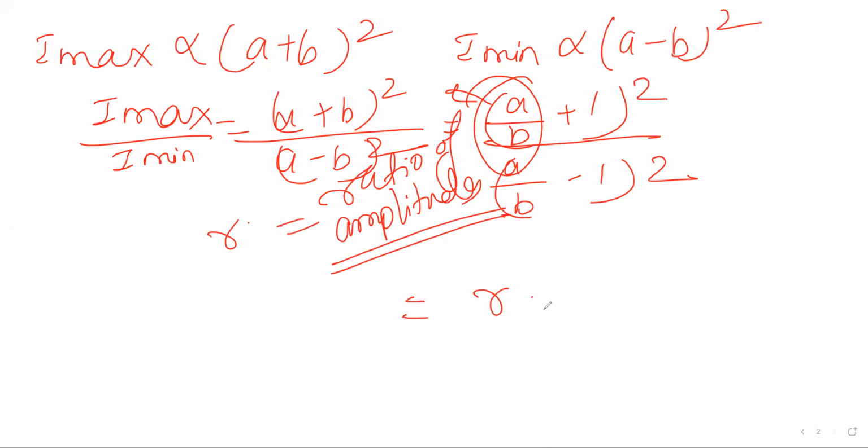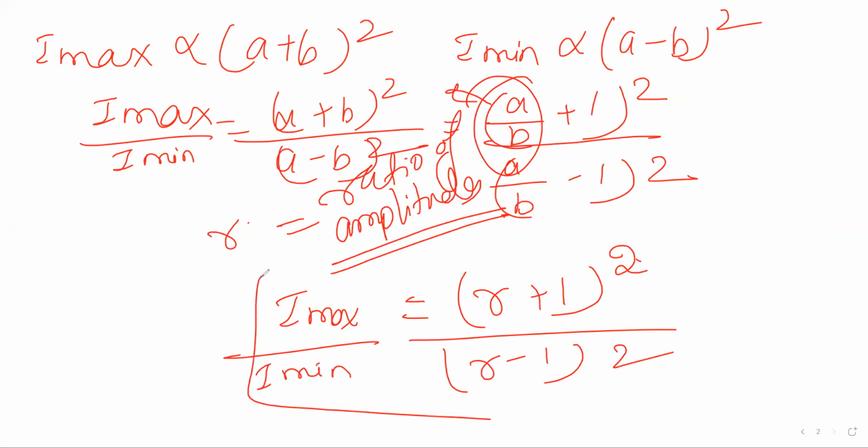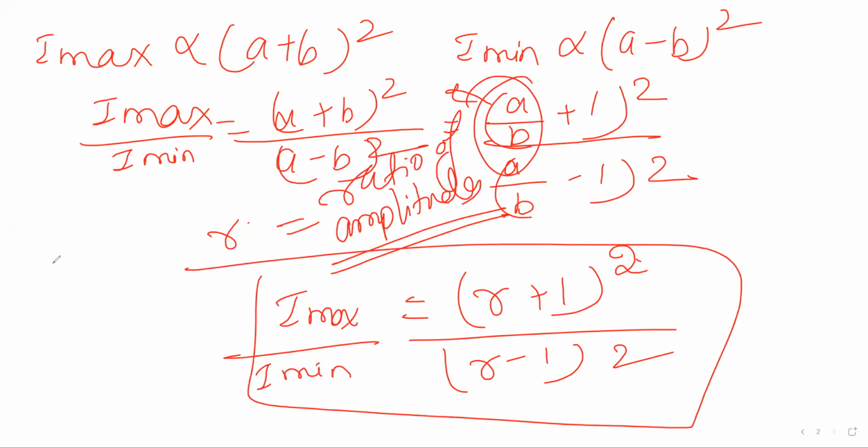So this can also be written as ratio of amplitude plus 1 divided by ratio of amplitude minus 1 whole square. I max to I minimum. And this is known as what? Comparison of intensities of maxima and minima.